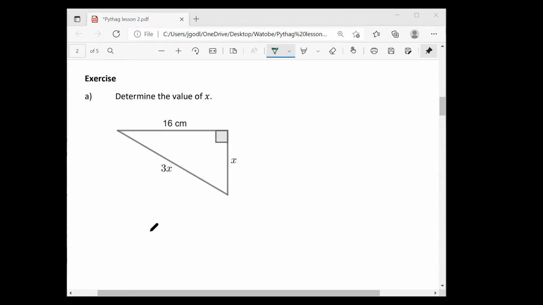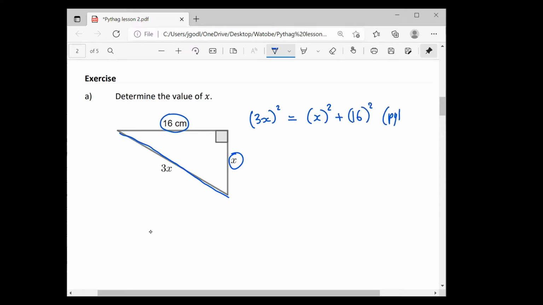Okay, I'm not going to help you with the whole thing. I'm just going to help you with the first line so that those of you who are feeling a little bit lost don't feel too lost. Our hypotenuse is that one. So we're going to say (3x) squared is equal to our one side squared plus our other side squared. If you want to keep it in brackets, if that makes it feel better, that's fine. And our reason for that is Pythagoras. Okay, that's just to help you with the first line. Let's see if anyone can take it from there.